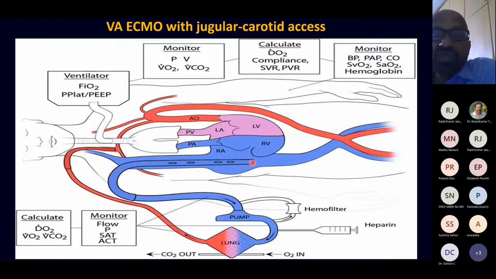This is the veno-arterial ECMO configuration using the jugular carotid axis. This is the venous cannula in the internal jugular vein going to the right atrium across into the inferior vena cava, and there are holes at the tip of the catheter which suck blood both from the IVC and the SVC right atrium, and it is passed through the artificial membrane oxygenator, and the oxygenated blood is returned back to the patient into the carotid artery on the right side.